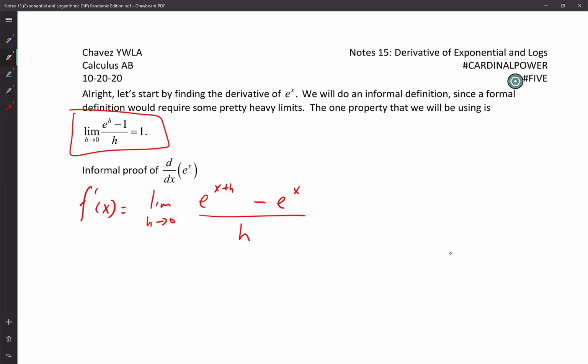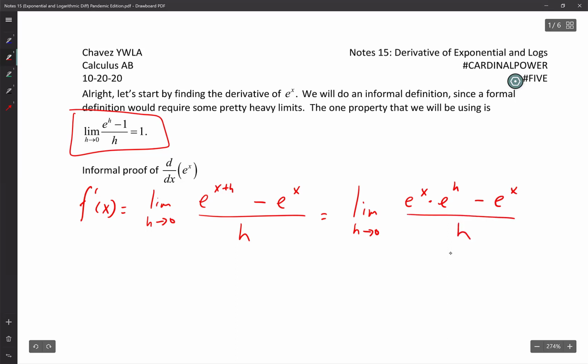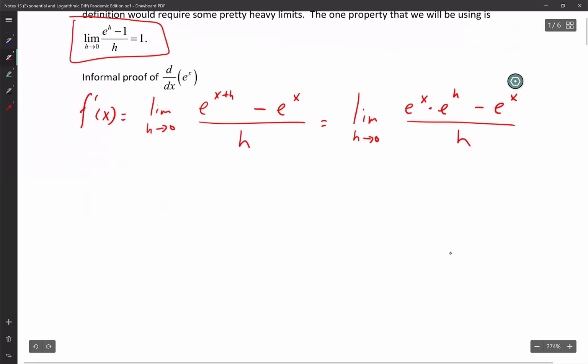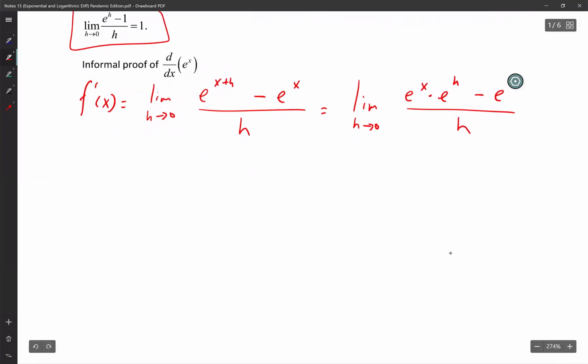So we're going to use some algebra properties. I can rewrite this as limit as h approaches 0 of e to the x times e to the h minus e to the x over h. And still no one is scared yet. They understood where that came from. We're okay right now though, right? All right. Don't be scared. There's nothing here to be scared of.